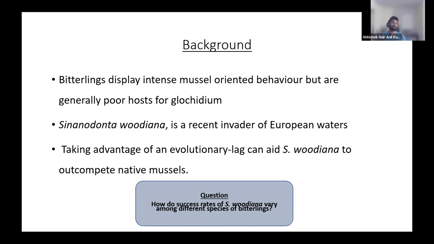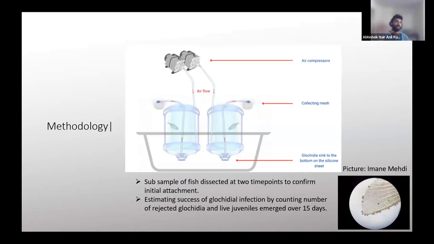So the question that we tried to address here is how the success rates of Sinanodonta woodiana glochidia vary among different species of bitterlings. For that, we chose four different species of bitterlings, two of European origin and two from East Asia. With these bitterlings in hand, we collected mussels, extracted the glochidia from them, and used them to experimentally infect the fishes.